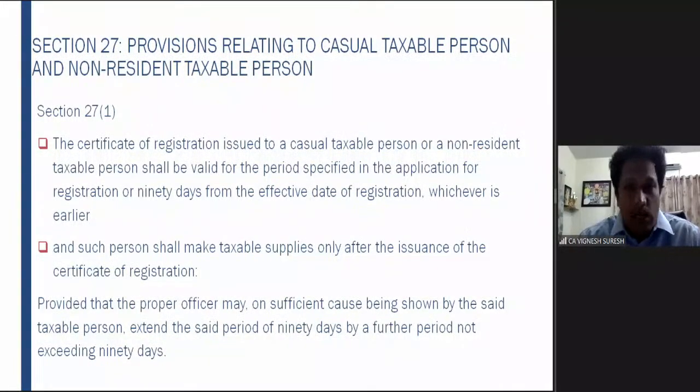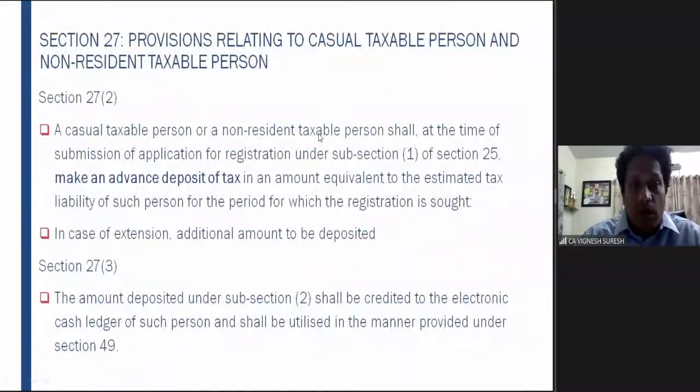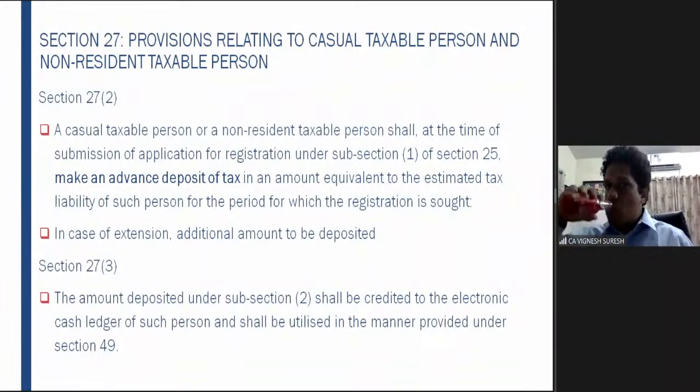This is with regard to a casual taxable person or non-resident person. But there is also a provision that on sufficient cause being shown, the 90 days period can be further extended by another period not exceeding 90 days. So the facility is given to the casual taxable person or non-resident taxable person that if you show sufficient cause for an extension of the registration, you can extend it, but that further period should not exceed 90 days. That is section 27 subsection 1, which speaks about the registration of the casual taxable person or the non-resident taxable person.